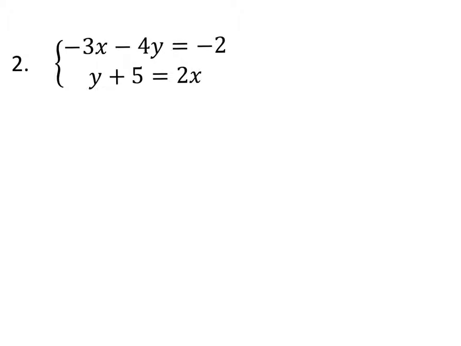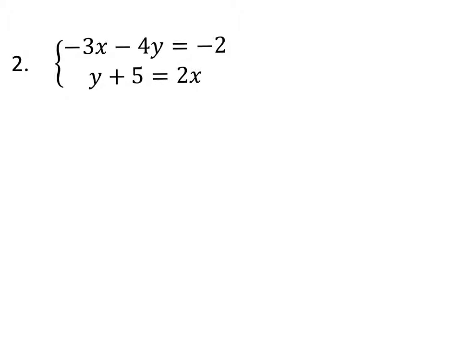Alright, example number 2. We have -3x minus 4y equals -2, and y plus 5 equals 2x. Now if we look at the first equation, we can see that we have a -3x and a minus 4y, so neither the x nor the y is isolated. If you look at the second, you see that you have a plus 5 with the y, and you have a 2 with the x. So that one is not isolated. So we need to isolate one of the two equations.